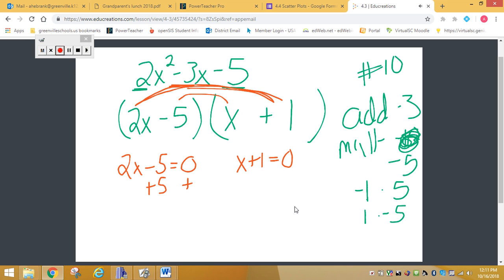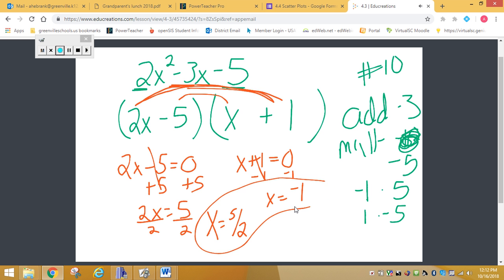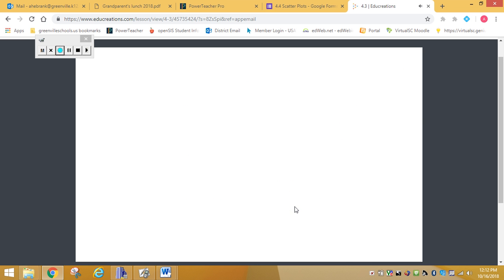So I'm going to add 5 on both sides. That gives me 2x equals 5. Divide by 2, and x equals 5 halves, because that won't reduce. This one's easier. I'm going to subtract 1 on both sides, and that gives me negative 1. So my answers are 5 halves and negative 1. All right, 2 more to go.